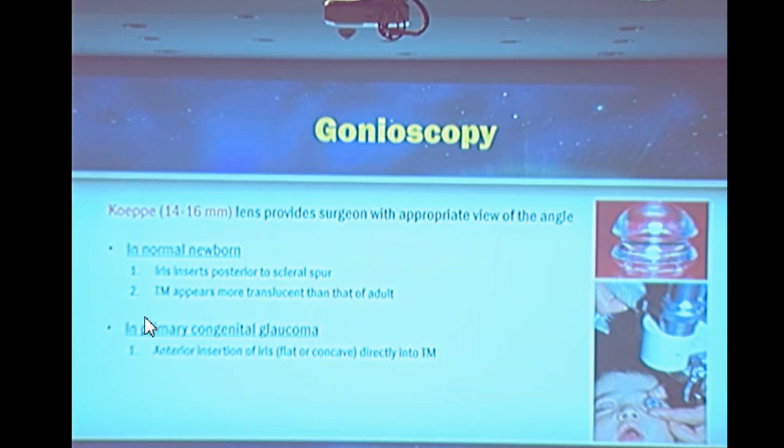Directly inserting into the trabecular meshwork, and the surface of the trabecular meshwork has stipples.